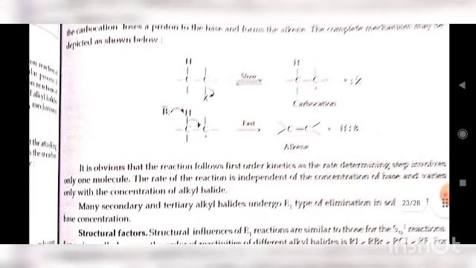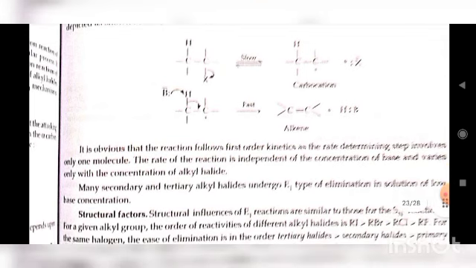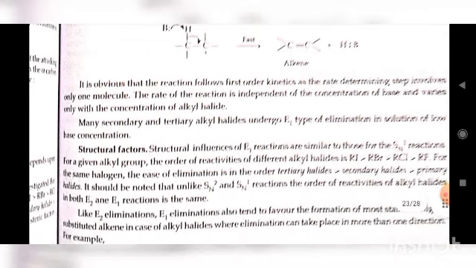The carbocation loses a proton to the base and forms the alkene. It is obvious that the reaction follows first order kinetics as the rate determining step involves only one molecule. The rate of the reaction is independent of the concentration of base and varies only with the concentration of alkyl halide. Many secondary and tertiary alkyl halides undergo E1 type elimination in solutions. Base concentration and structural factors influencing E1 reactions are similar to those of SN1 reactions for a given alkyl group.